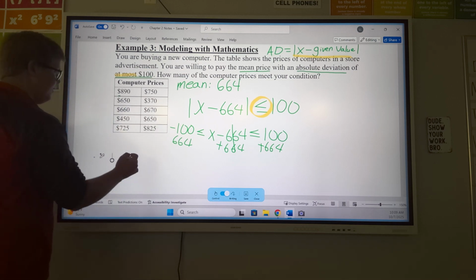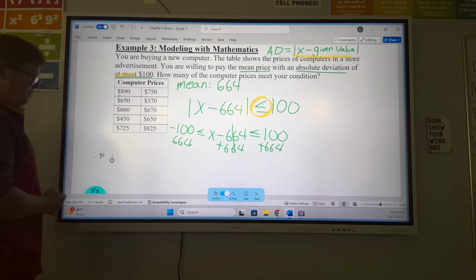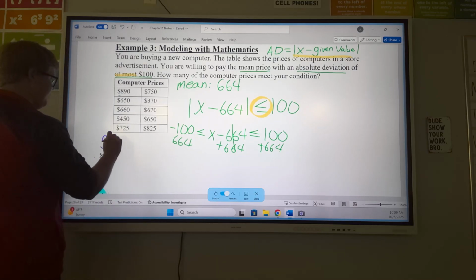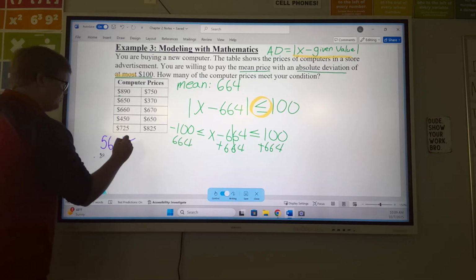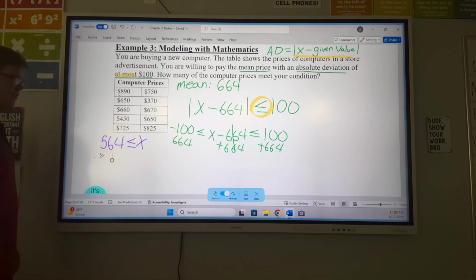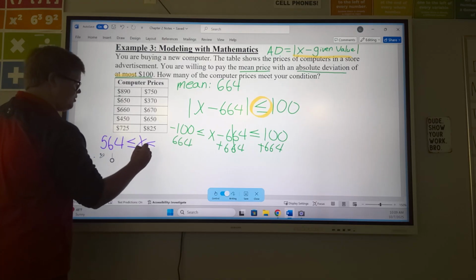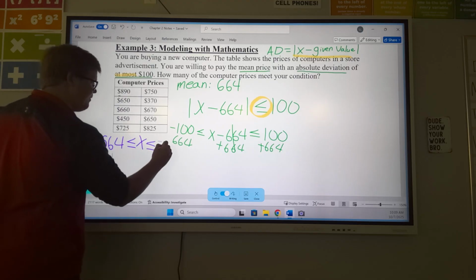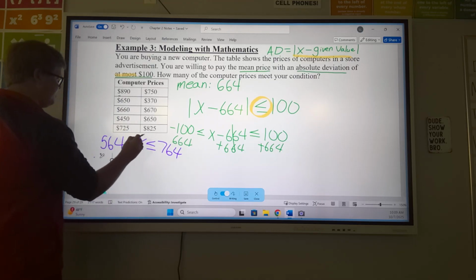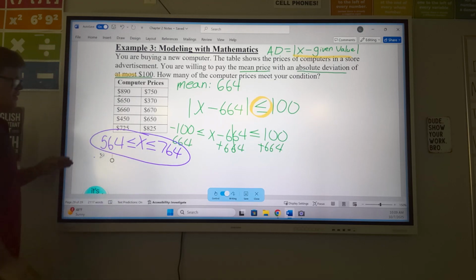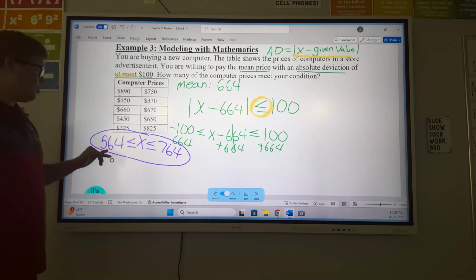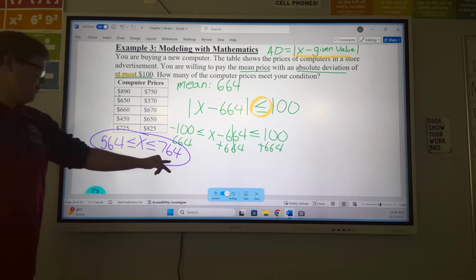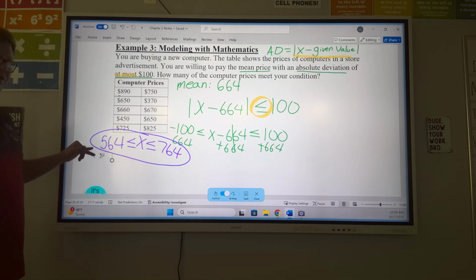should be negative 100 plus 664 is going to be 564, which is less than or equal to x, which is already by itself, right? Which is also less than or equal to 100 plus 664, which is 764. So this is our final answer. And this tells us the most we are willing to pay is $764, right? The least we are willing to pay is $564.